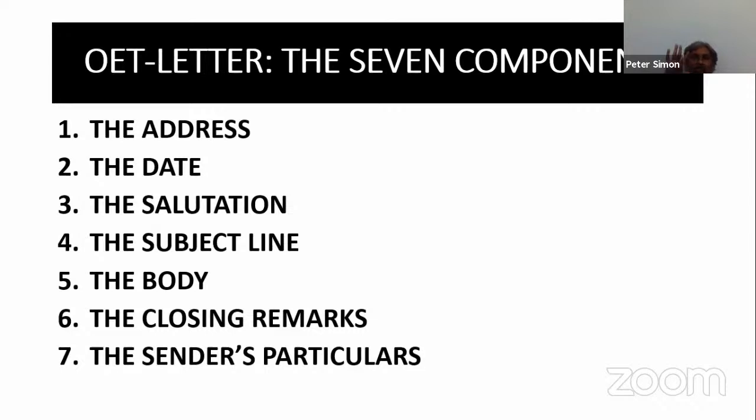So we are going to deal with these 7 components. And out of these 7 components, the most important one is only the body, because there is a lot of grammar, a lot of vocabulary, and many other things. So we are going to deal with those things now.